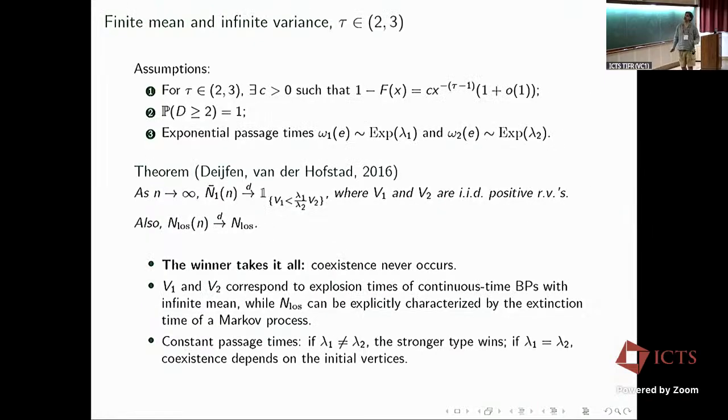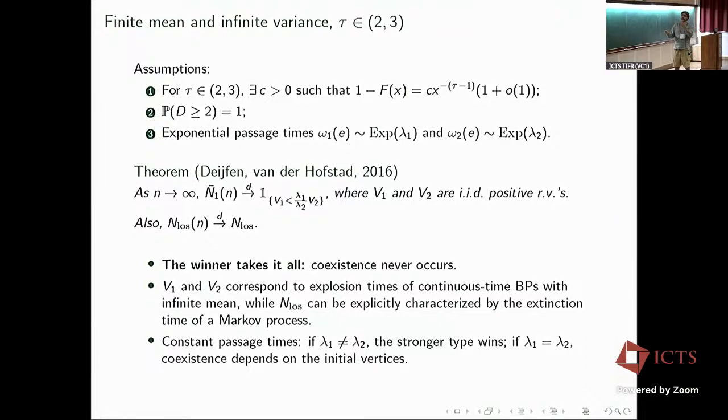Finite mean and infinite variance, the case where tau is between 2 and 3, is similar but not the same. Still exponential passage time. This is work of Remco and Nathan. And here they're saying something different. The proportion of type 1 at the end is an indicator function, either 0 or 1, depending on some variables. But that means that there is no coexistence. One of them is going to take everything, but it's not clear which one. It's not that the one with less intensity is going to lose like before. Both could win.